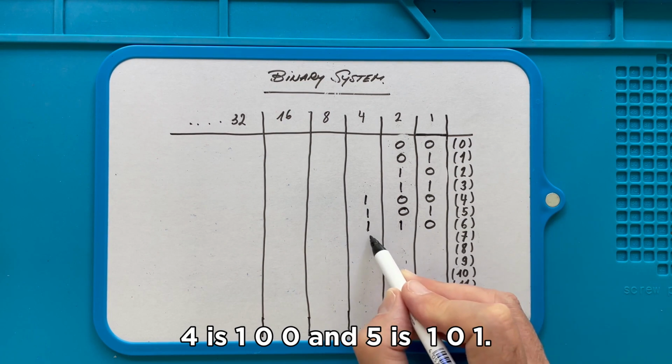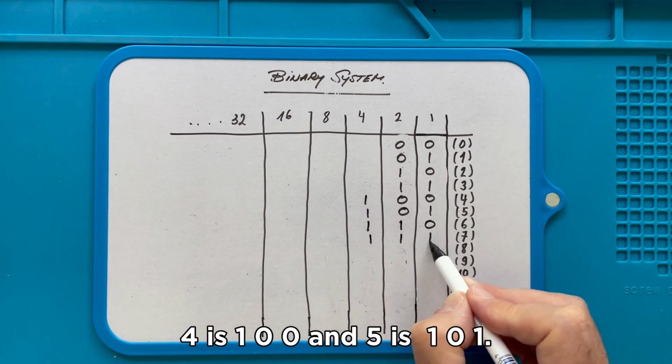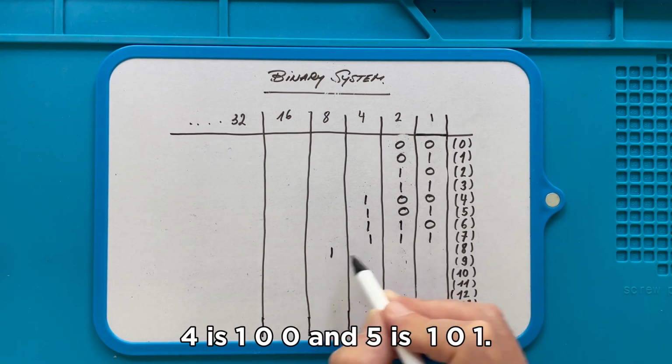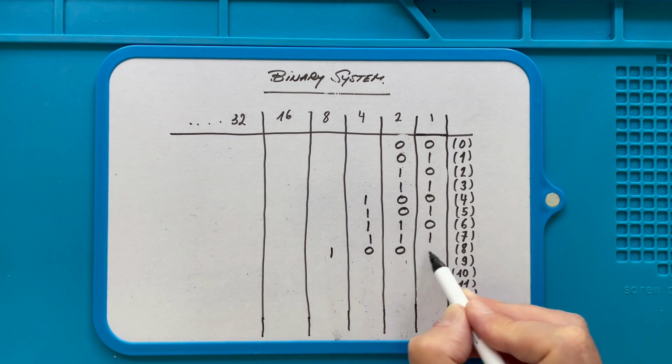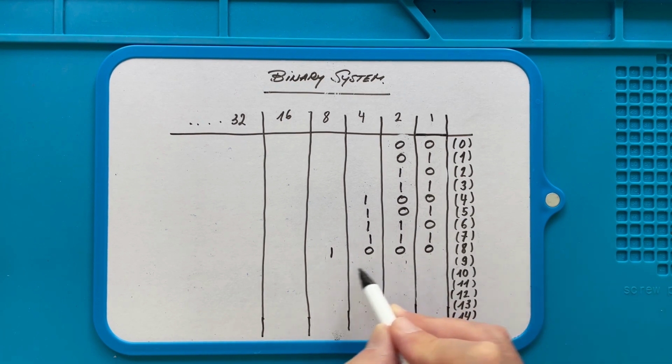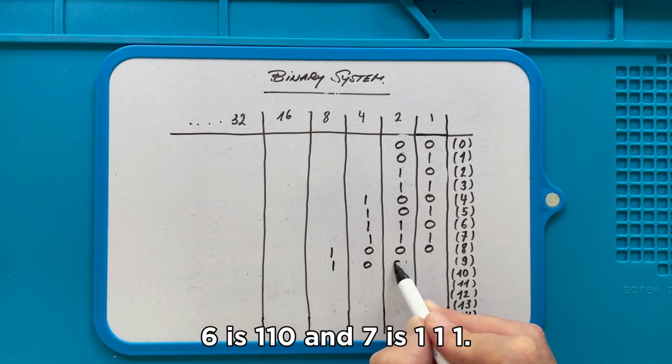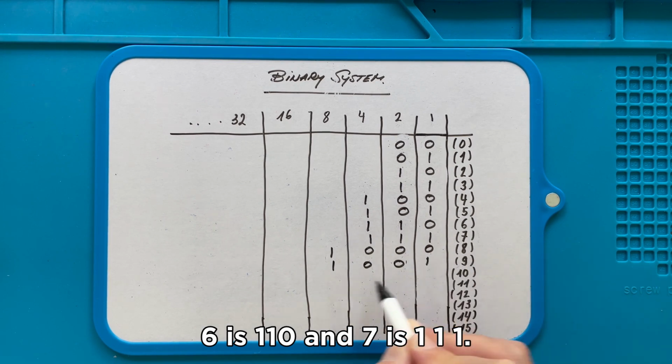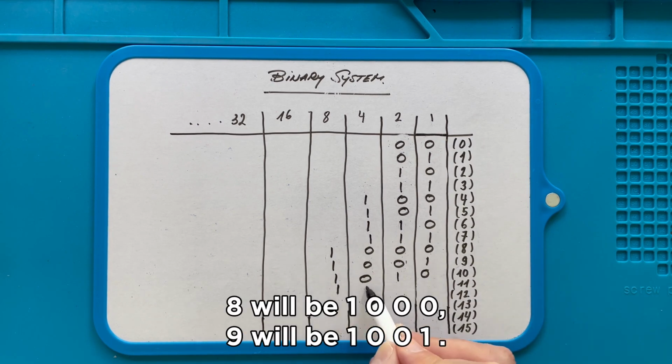4 as 1, 0, 0. 5 as 1, 0, 1. 6 as 1, 1, 0. 7 as 1, 1, 1. 8 will be 1, 0, 0, 0. 9 will be 1, 0, 0, 1.